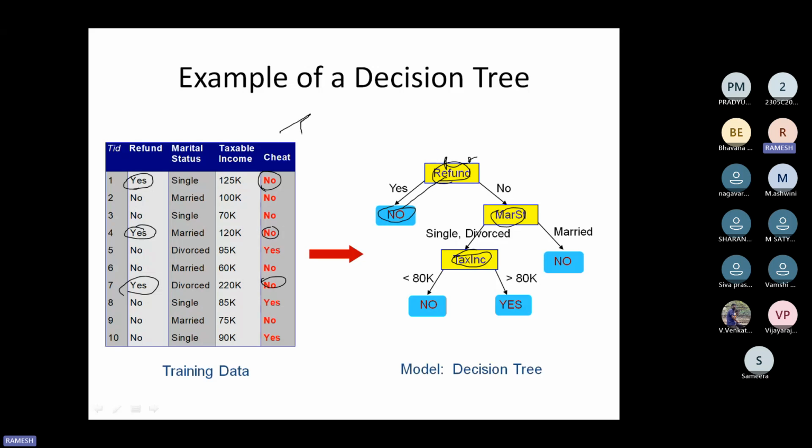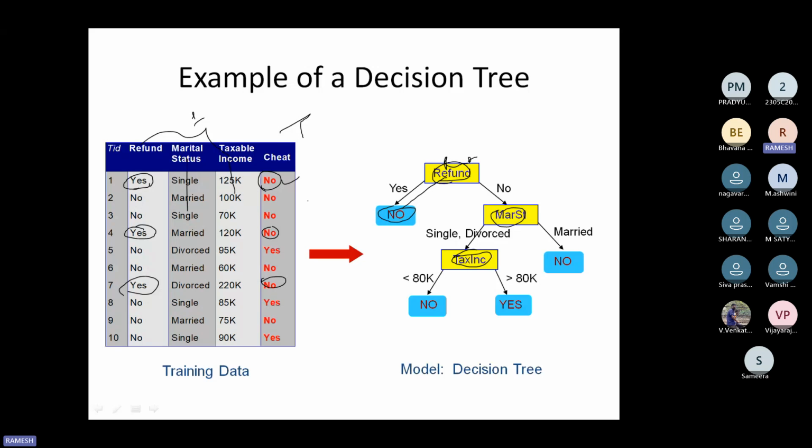This is the target variable. These are the features. So now you can easily understand why refund is selected as the root node. When refund is yes, we don't need to check these other columns. When refund is yes, we can directly predict the output as no. That's why refund is selected as the root node.